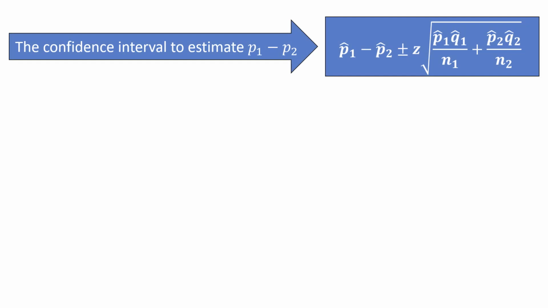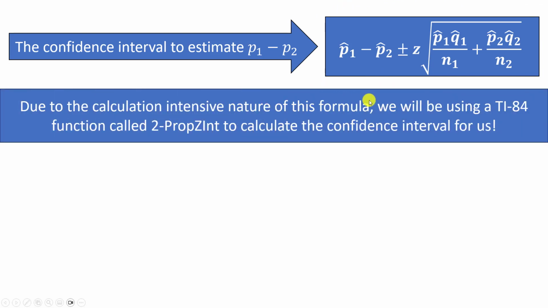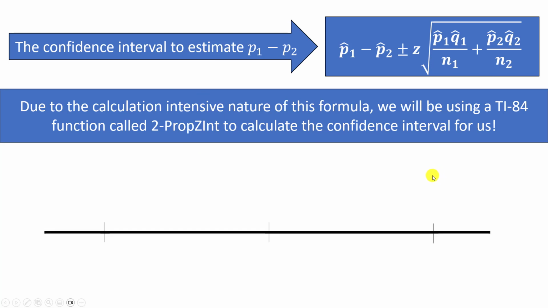If we were to calculate this confidence interval by hand, we would be using this formula, which is admittedly a little bit complicated. Due to the calculation-intensive nature of this formula, we're going to be using a TI-84 function called 2-PropZInt to calculate the confidence interval for us. Let's visualize the confidence interval on the number line.